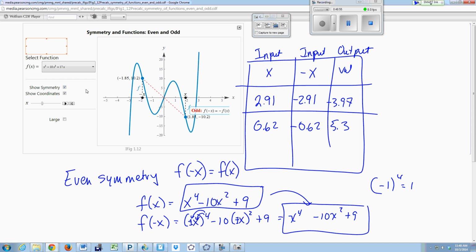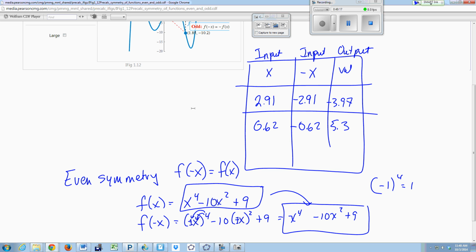How about this one? All right, look at this. Do we have opposite x values? -1.85 and 1.85? Yes. What about our f of x values? What are they? Opposite. This has symmetry about the origin. This is what we call an odd function. And the way we define an odd function is to say this. F of the opposite of x isn't equal to f of x. It's the opposite of f of x.